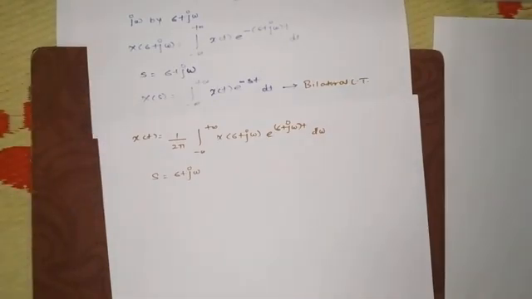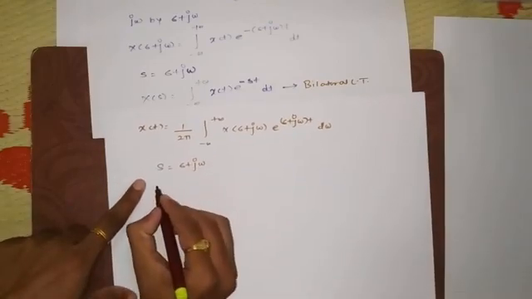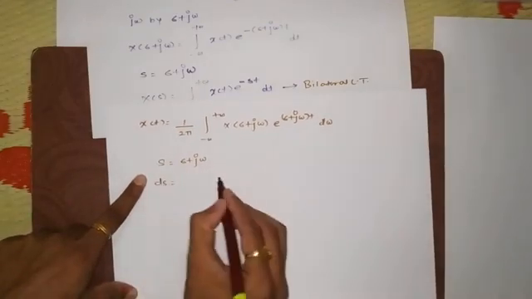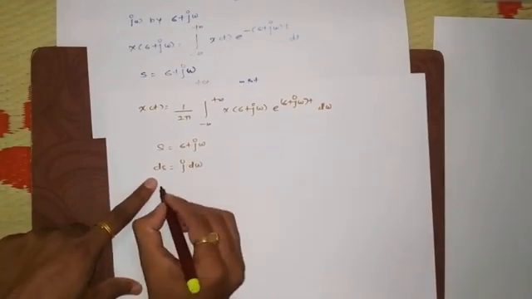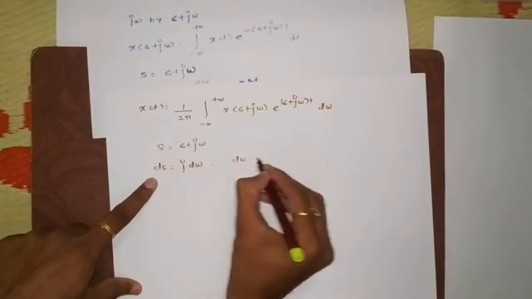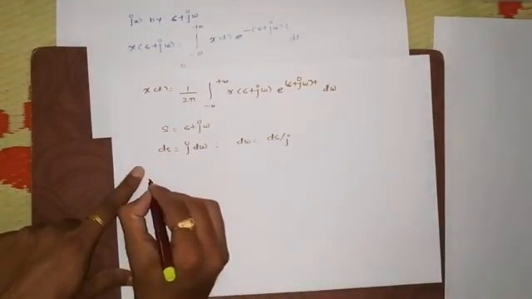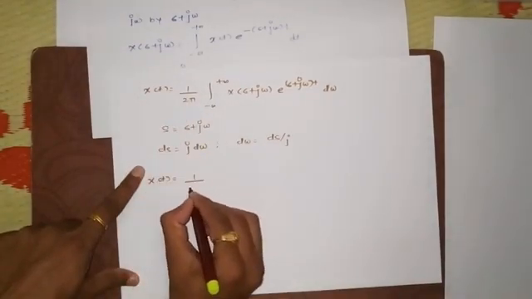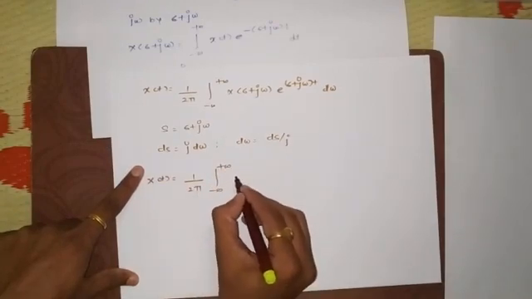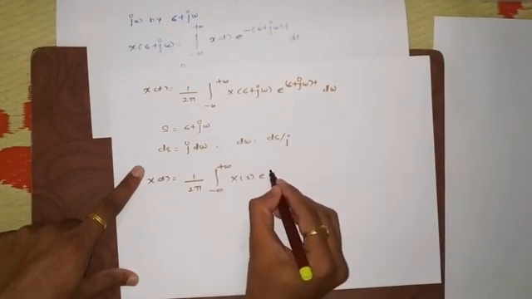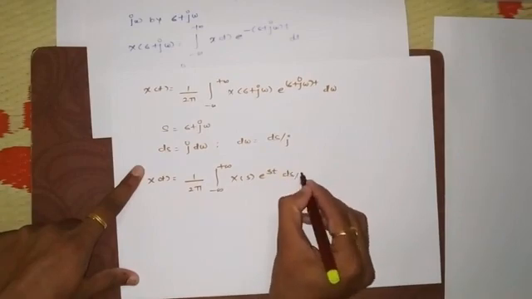Now further simplification: here we need a d omega, so we'll differentiate on both sides. Differentiating on both sides, we'll get ds equals, the constant's differentiation will be 1, j into d omega. Therefore we can write d omega as ds by j. Now if you put those values in the above equation, this becomes x of t equals 1 by 2 pi integration, as it is, this term is now X of s into e raised to st. Instead of d omega you can write ds by j.